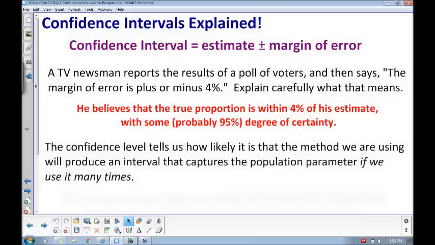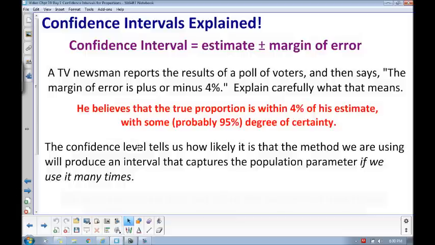Now this is huge. I'm switching a word here. This says the confidence level. The confidence level tells us how likely it is that the method we are using will produce an interval, this guy up here, that contains the true population parameter if we use it many, many times. Okay, this is very important.